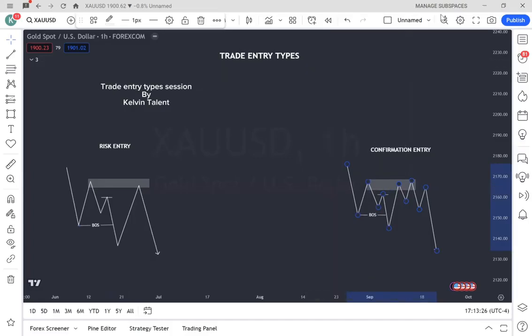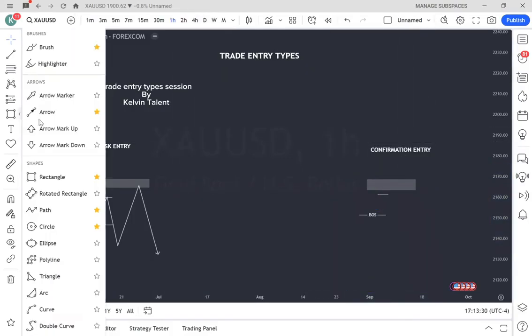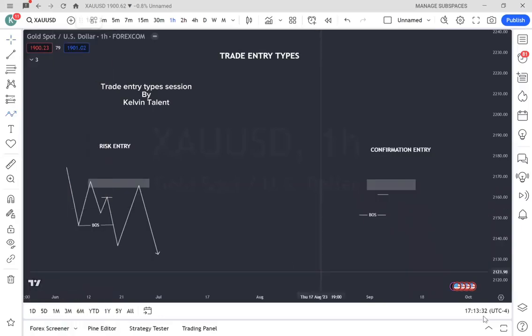Let me remove this and show you guys what I mean again. So in this particular entry model, you allow price to trade into your zone. Now, when price trades into your zone, that is when you will start looking to take the trade. What are you looking for here? You are looking for a fractal movement.